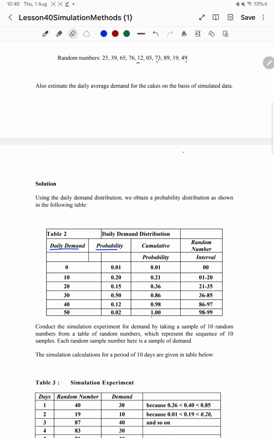Now let's take the first cumulative probability, which is 0.01. Our random number interval always starts with 0, and will end at the previous value of this cumulative probability. The cumulative probability is 0.01, let's assume it as 1. So 1's previous value is 0 only, so it will end at 00. That's why its random number interval is 00 to 00 only.